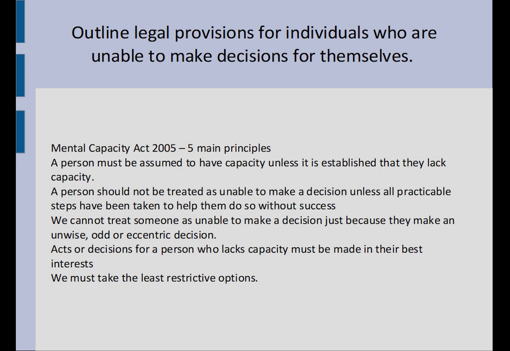And the last one is the least restrictive practice. Whatever decision is made, it has to be the least restrictive option. If somebody lacks capacity and is known to wander, the least restrictive option might be to have the front doors or the outside doors locked. But would it be appropriate to lock the internal doors? I would argue no, unless there's something clearly unsafe in the building.